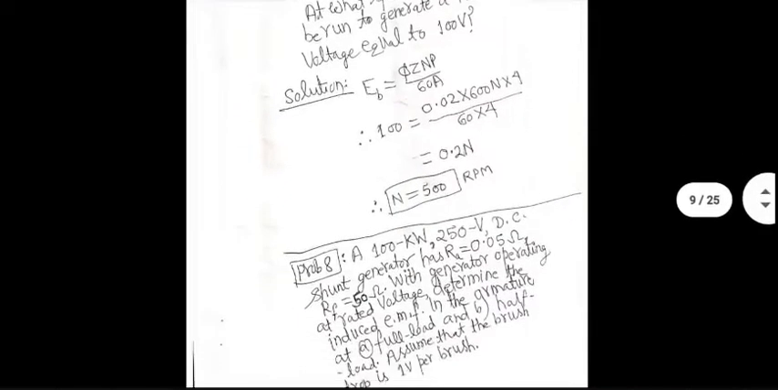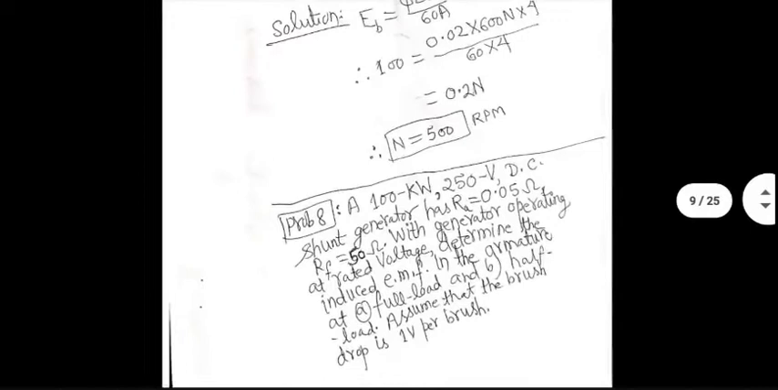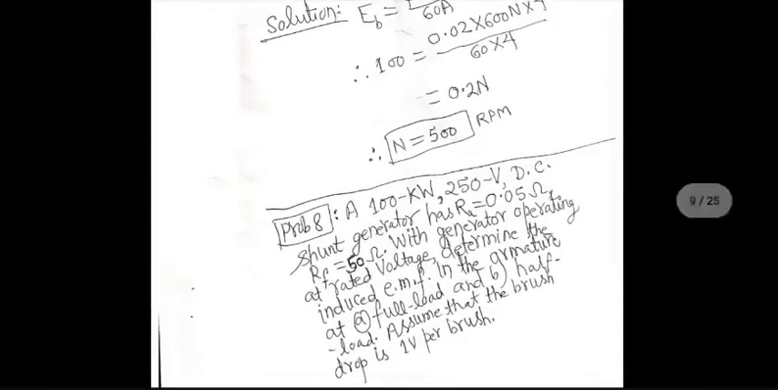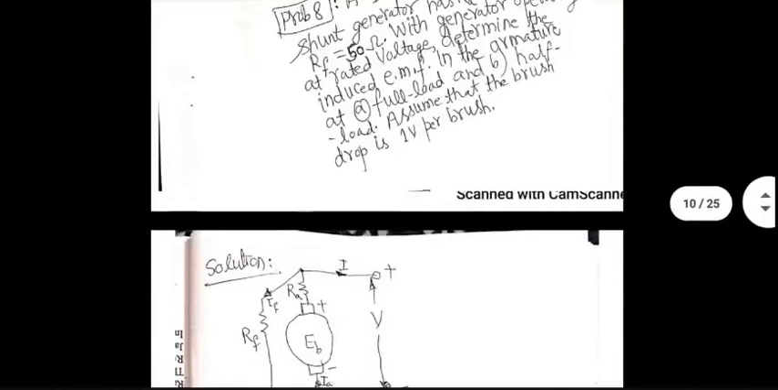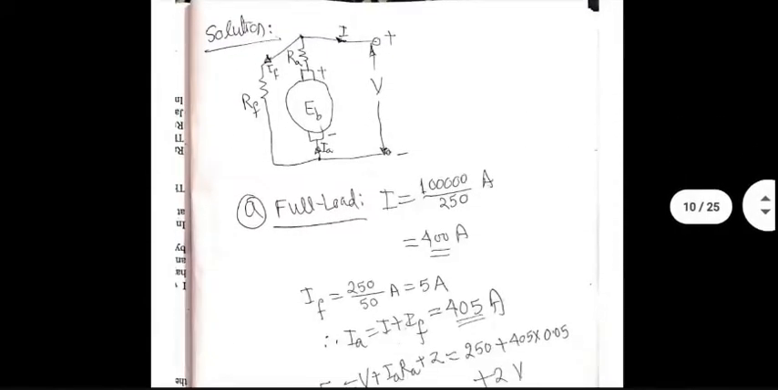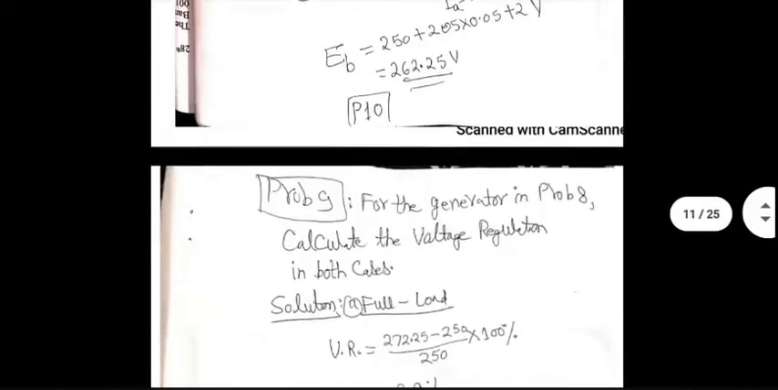Okay. Next one is also not that difficult, I think. A 100 kilowatt, 250 volt DC shunt generator has RA so much, RF is so much. When the generator is operating at rated voltage, determine the induced EMF in the armature at full load. Yeah, I think this one is also easy for you to handle. You can go through it in detail. In case you have difficulty, contact me.